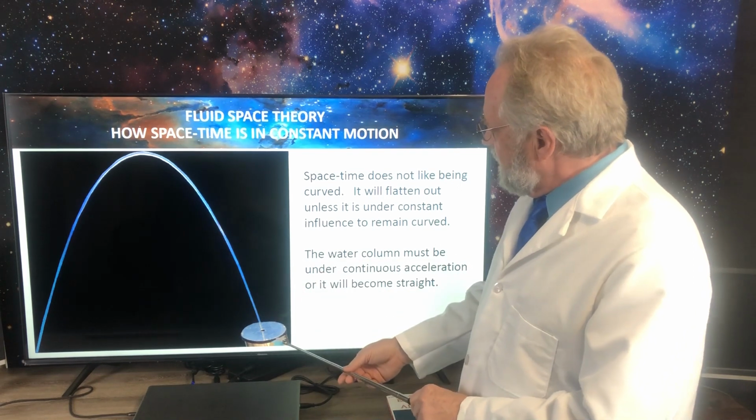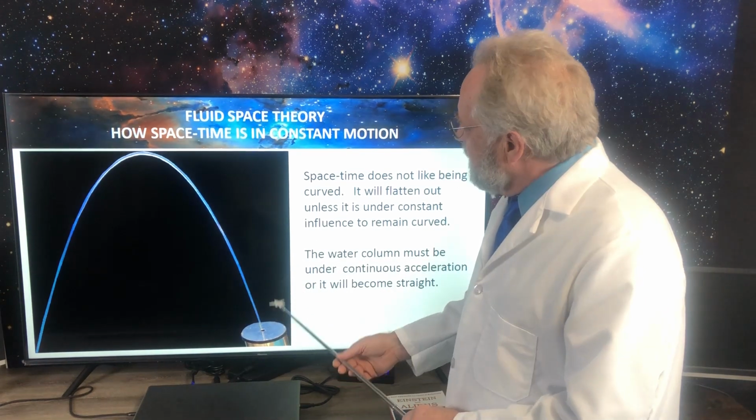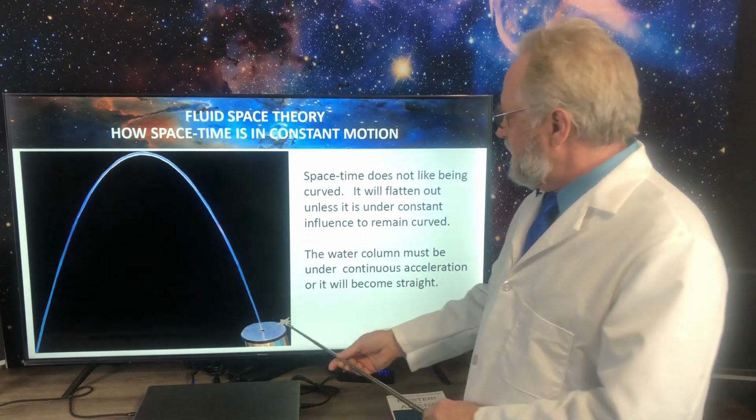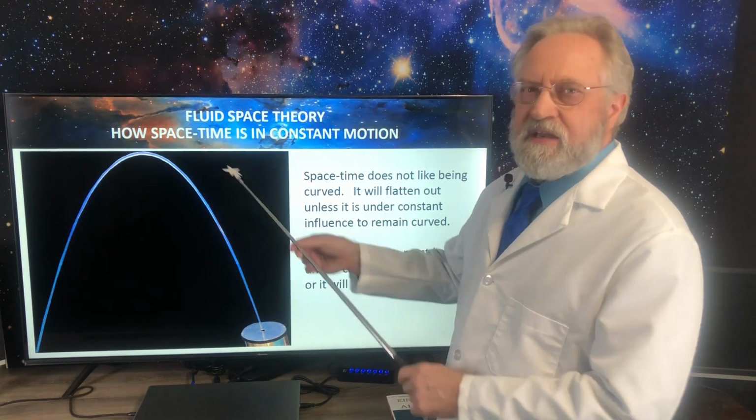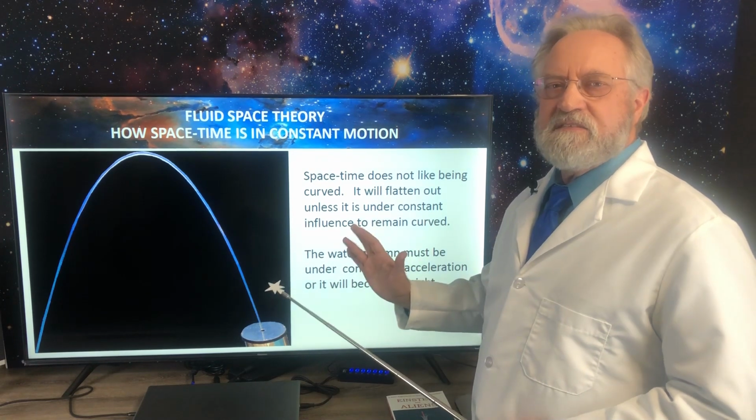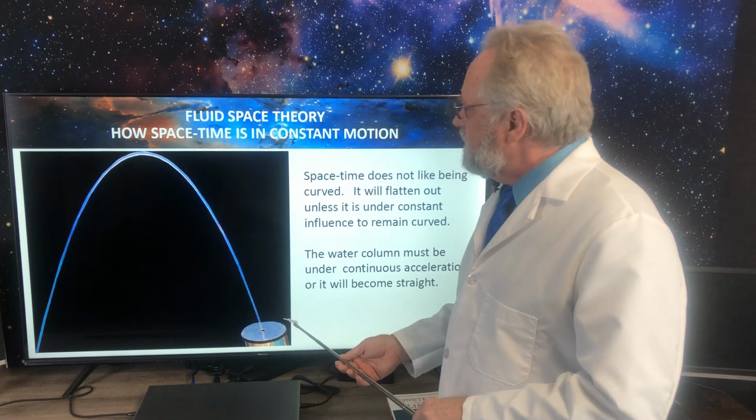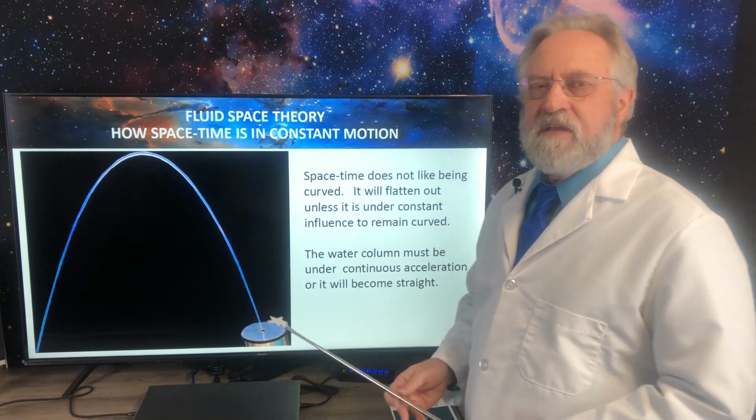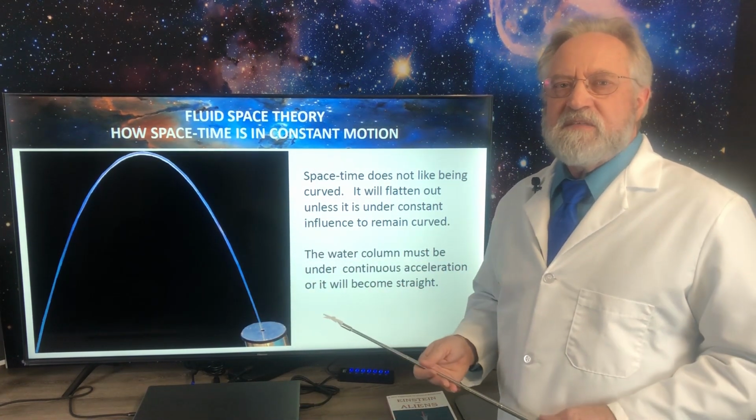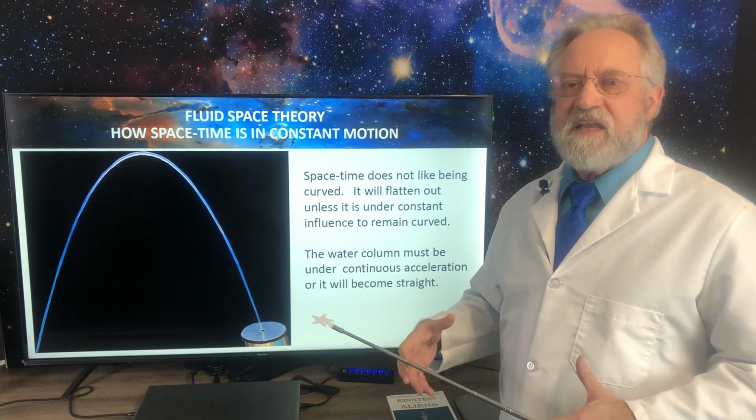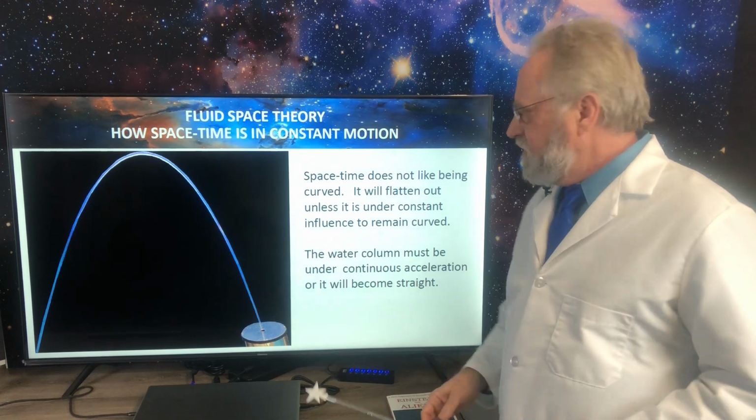We see a laminar flow nozzle, and the column is continuously being bent by gravity. If we turned off gravity, the water stream is going to straighten out and go at a constant velocity in a straight line. And as soon as we apply an acceleration, it's going to fall back into the curve. So the curvature of space is an ongoing process. It's not just a one-time thing or a static situation. It's a flow.